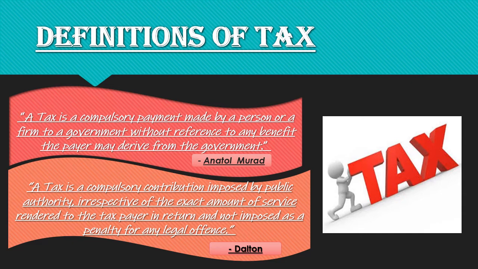Now have a look at the definitions of tax. The first one is given by Anatole. A tax is a compulsory payment made by a person or a firm to the government without reference to any benefit the payer may derive from the government. The next definition is given by Dalton. A tax is a compulsory contribution imposed by public authority, irrespective of the exact amount of services rendered to the taxpayer in return, and not imposed as a penalty for any legal offense.